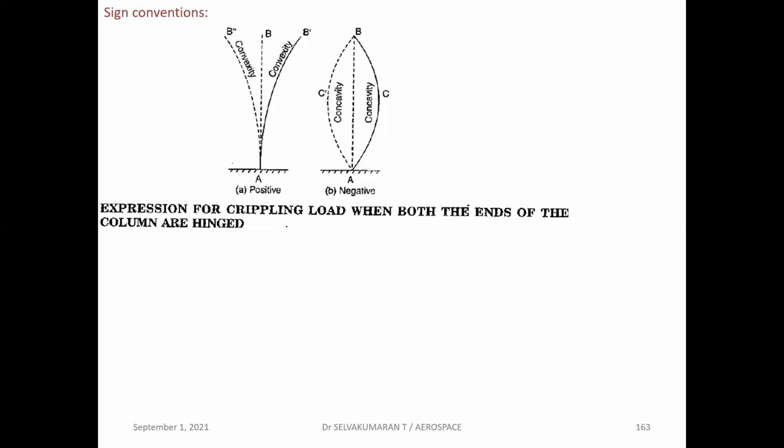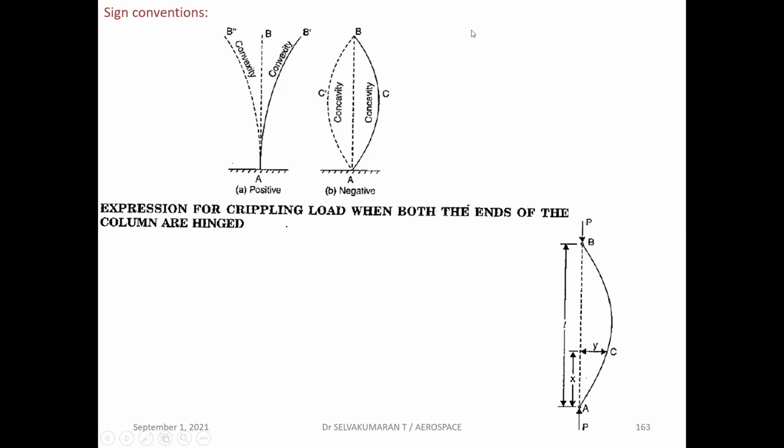Now let us see the expression for crippling load or critical load when both the ends of the column are hinged or pinned. So we have a support here. All these things are available in strength of materials textbooks, any textbook, whether it is Rajput, Bansal, or whatever it is.